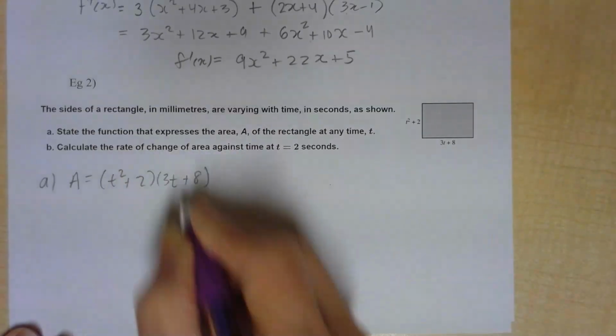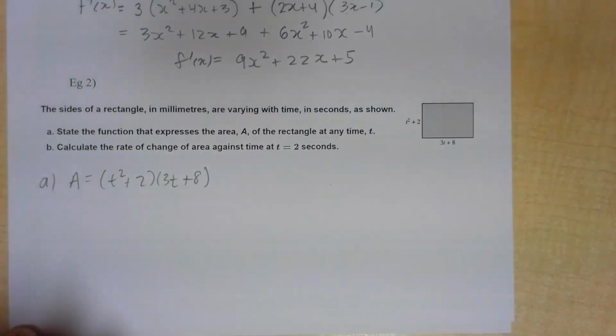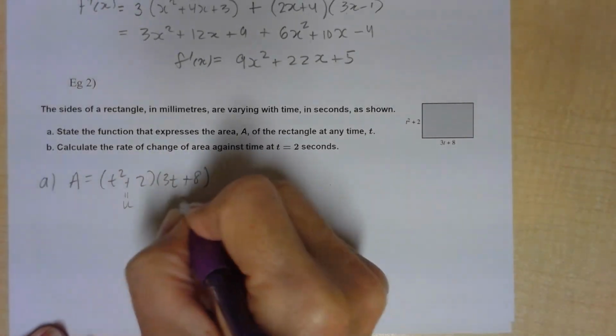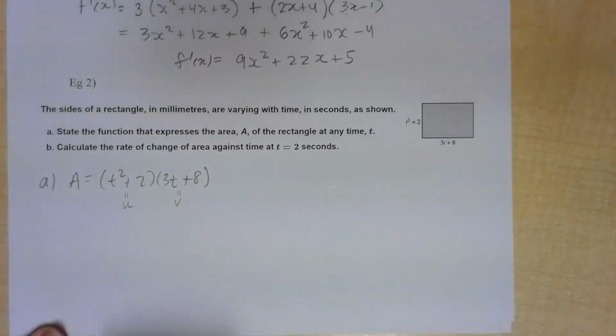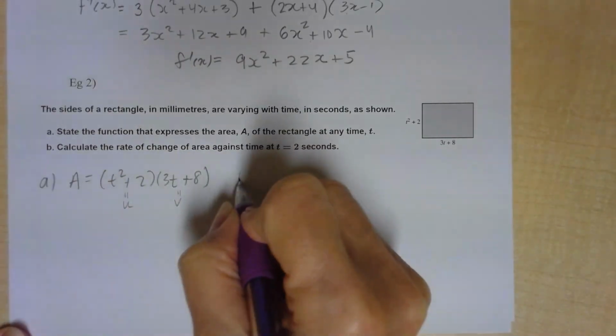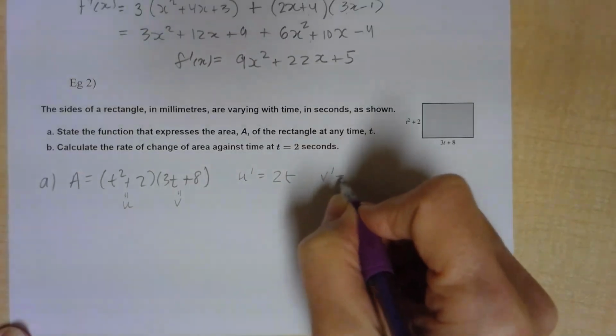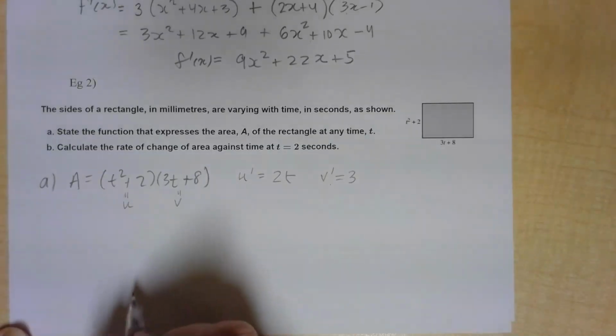Now you're very welcome on a test to expand that. But this time, I'm going to use the product rule just because we're just learning it. Okay, and usually when I do this, I go, okay, that's U and that's V. I don't write it all over again. And then I write U dash equals 2t and V dash equals 3. Okay, so I kind of simplify it a little bit.